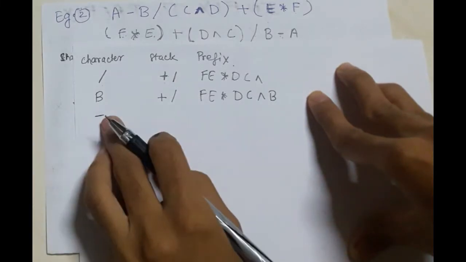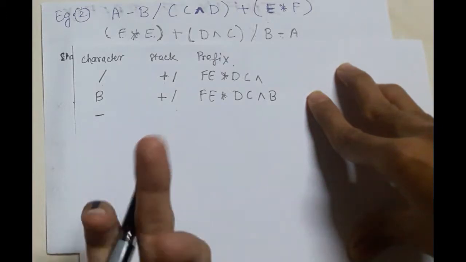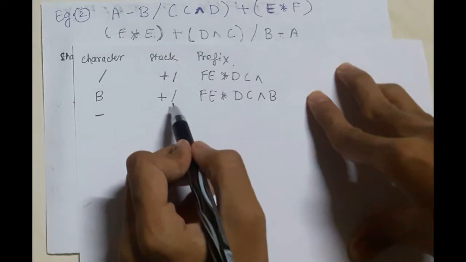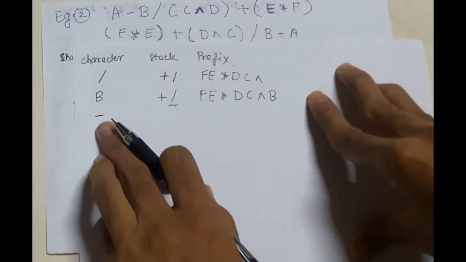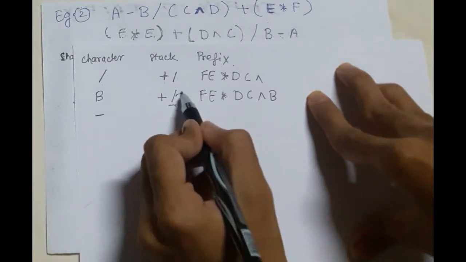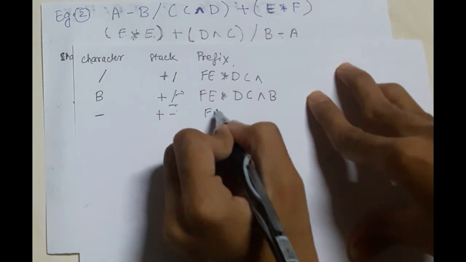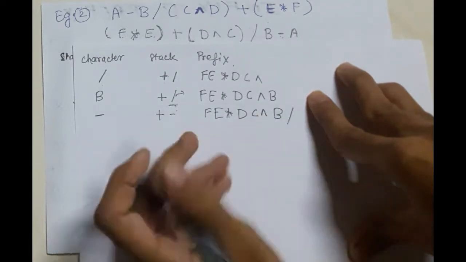After that, minus. As we know, minus has less precedence than division. So we have to see which operator is at the top of the stack. The top of the stack consists of division. Division has higher precedence than minus. So in that case, we have to pop division from the stack. Okay. F E multiplication D C exponent B division.